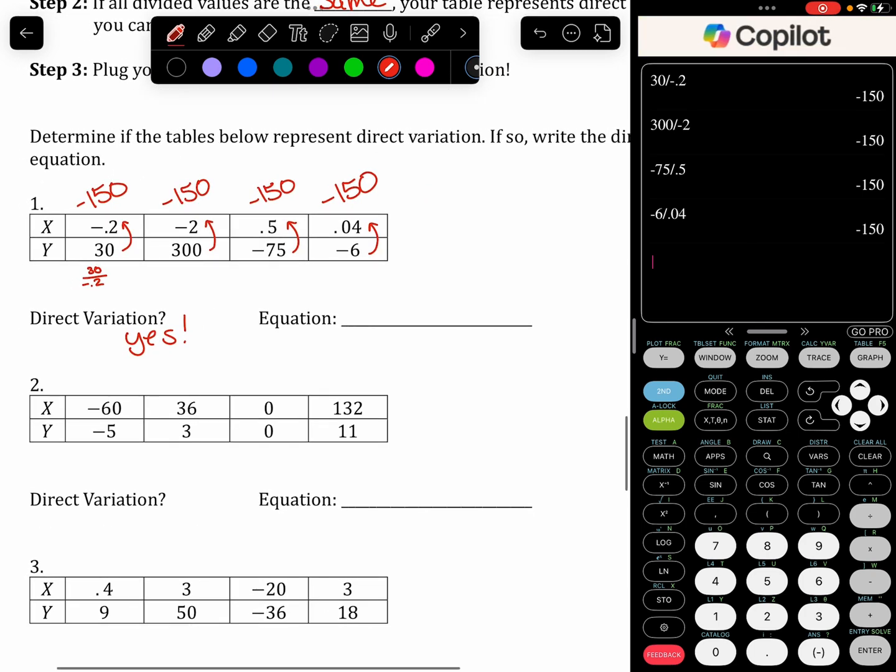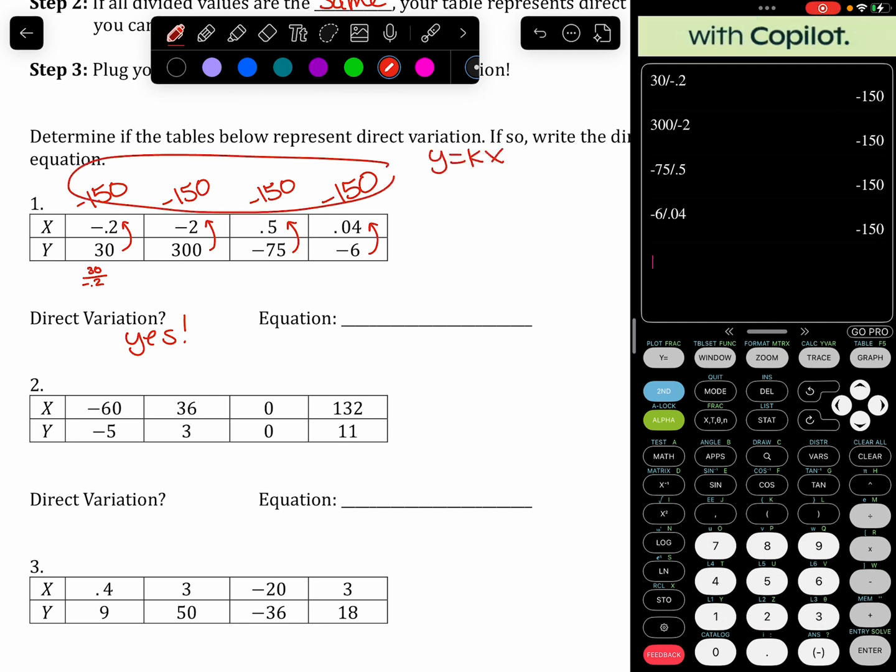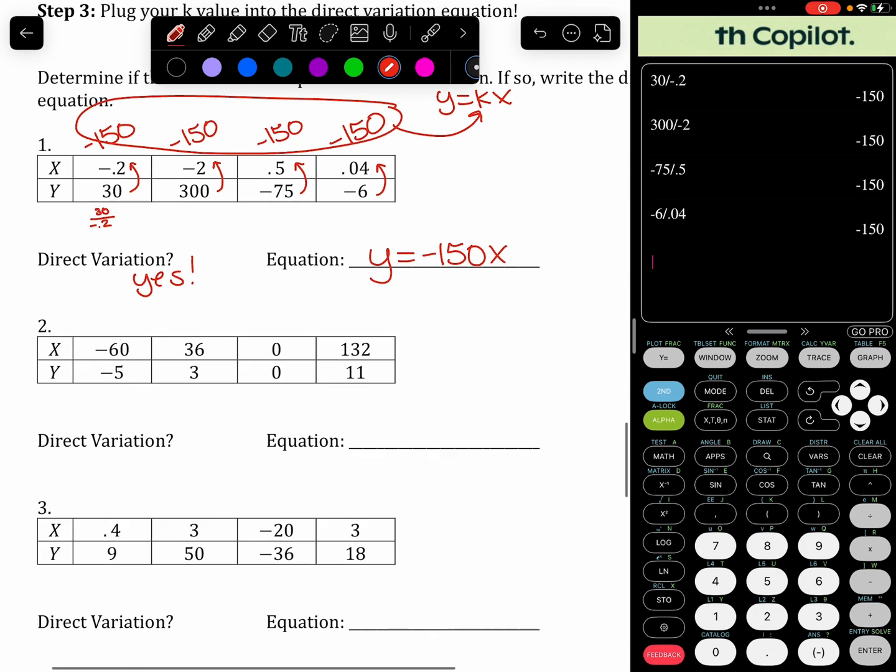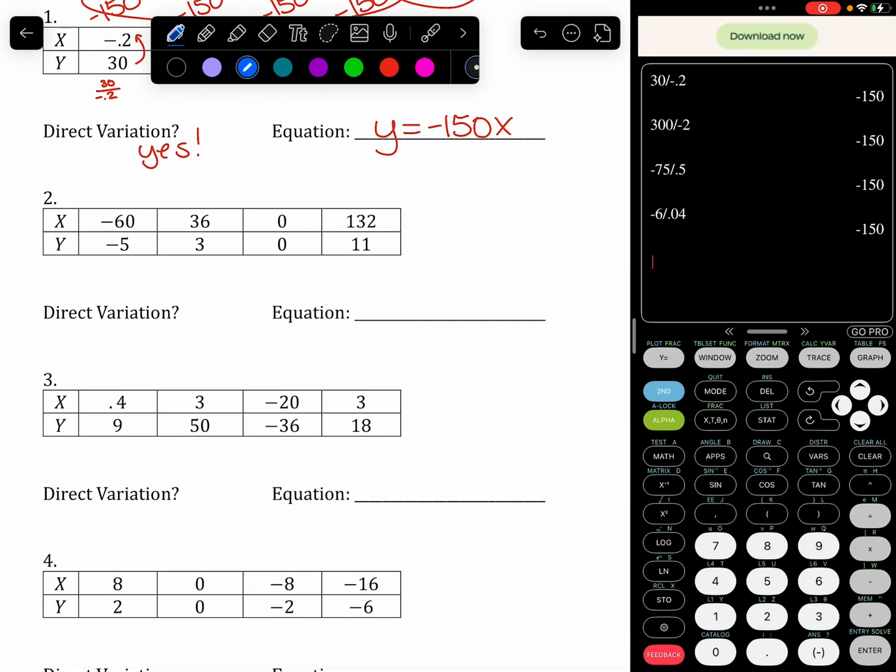So the question is, does this represent direct variation? We're going to say yes, it does. And the way that we write our equation is, direct variation equations are in the form y equals kx. These values up here are my k values, so my equation will be y equals negative 150x. And that's all you have to do. So let's take a look at our second table. I'm going to do my y divided by x.